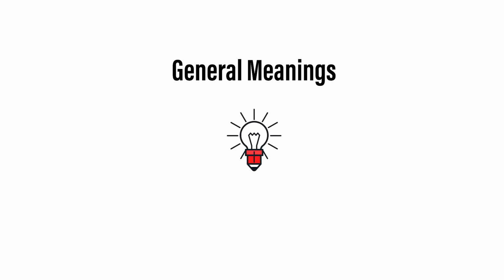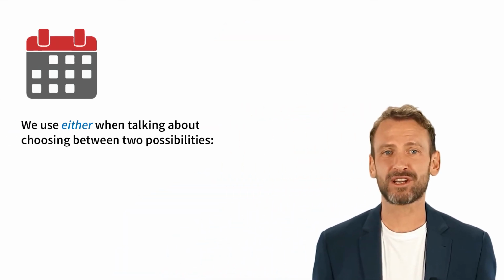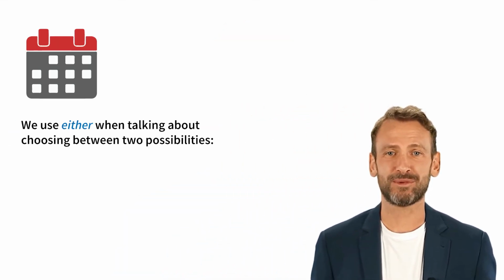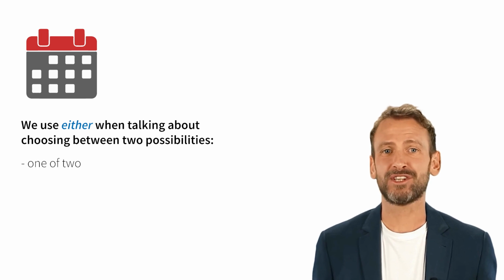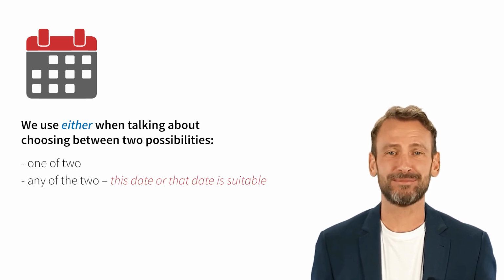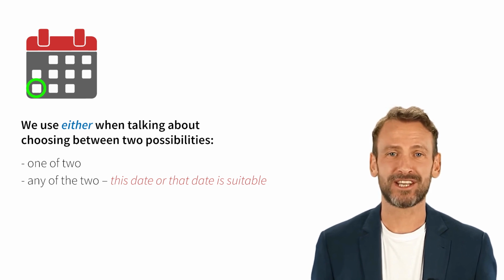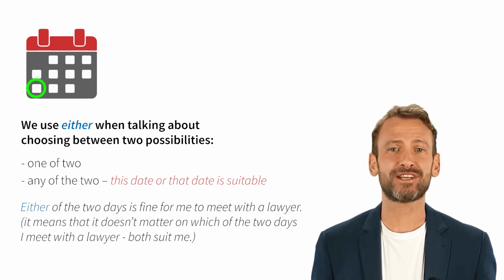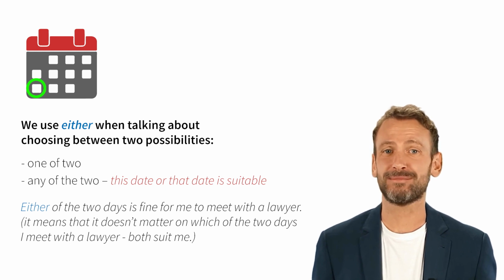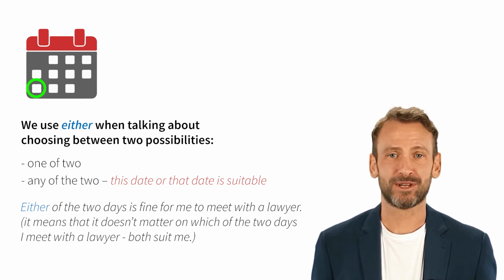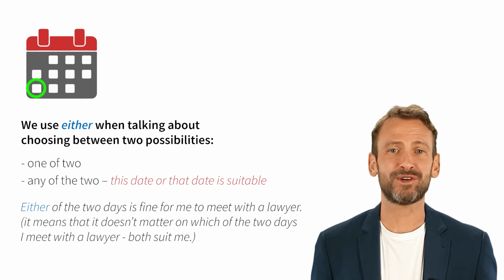General meanings. Imagine that we're talking about two persons, or two things, or two options. We use either when talking about choosing between two possibilities. One of two. Any of the two. Either this date or that date is suitable. For example, either of the 2 days is fine for me to meet with a lawyer. It means that it doesn't matter on which of the 2 days I meet with a lawyer, both suit me.